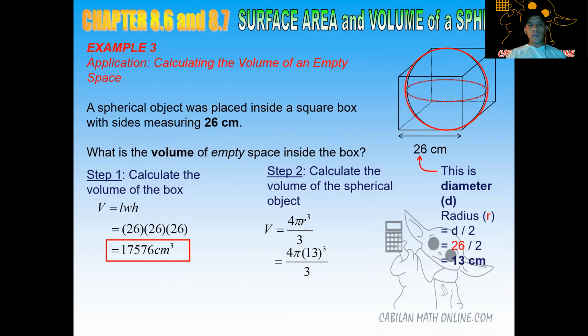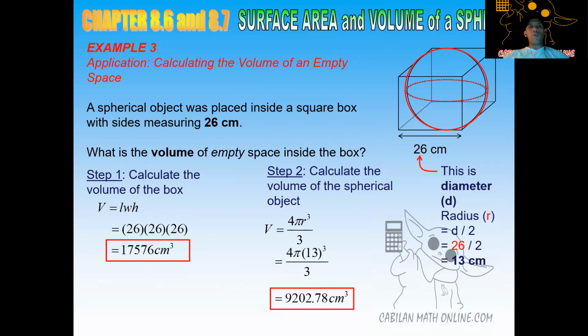And we take the 13, we cube it, and then multiply it with 4 pi and divide it by 3. That's going to give us 9,202.78 cubic centimeters. Now, what I want you to see for this one is that we now need to come up with a final step here.